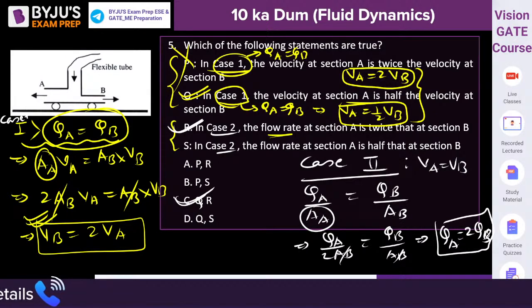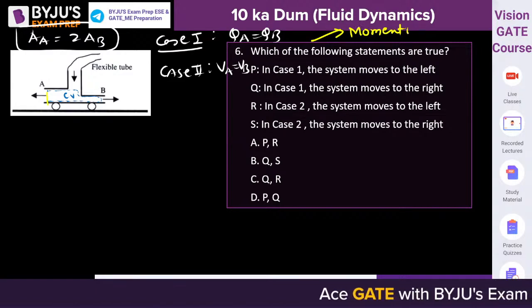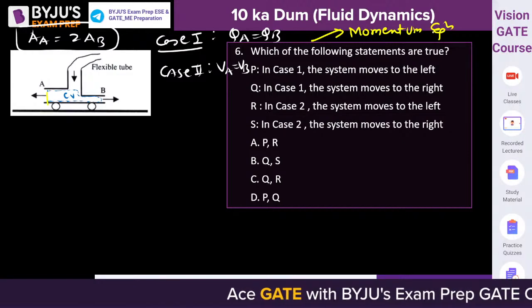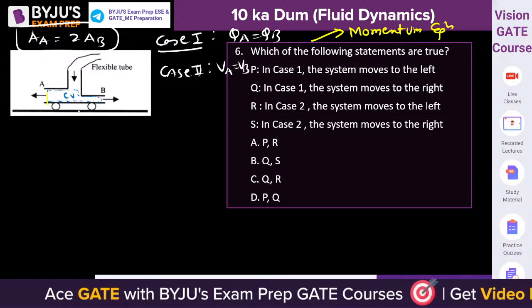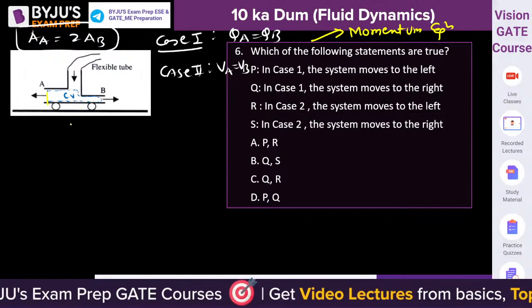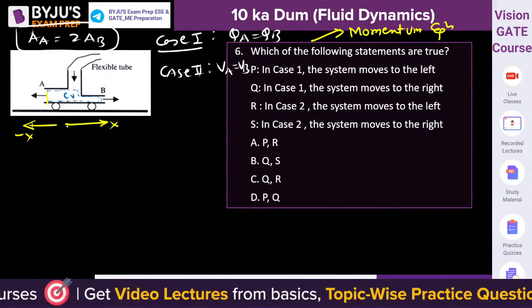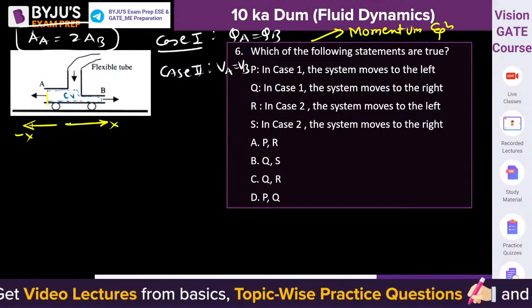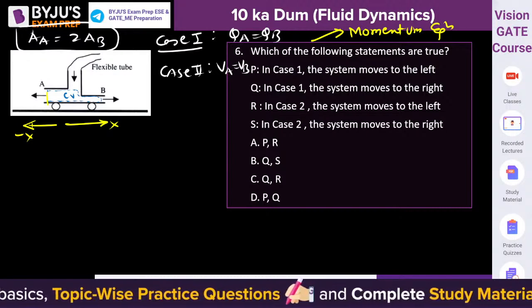Right? Now about the momentum equation. This question is about the momentum equation. The force exerted on the wheel will decide the motion. So it will be either in the positive x direction or in the negative x direction. The motion of the wheel, or the motion of the system, will be either in the positive x direction or the negative x direction, right?